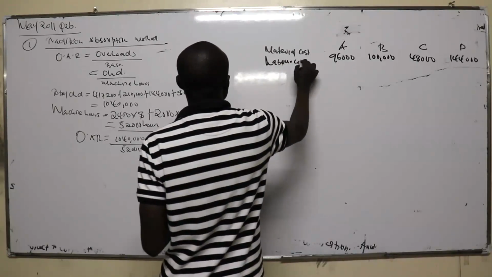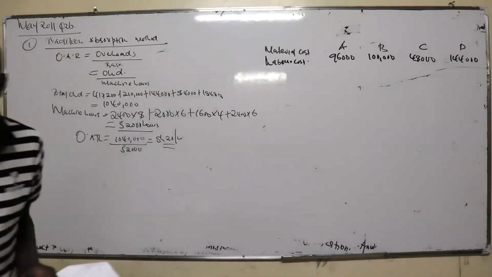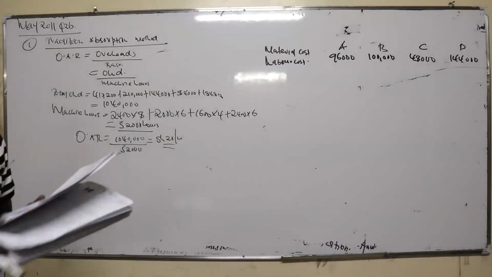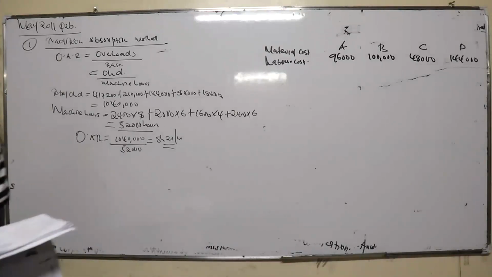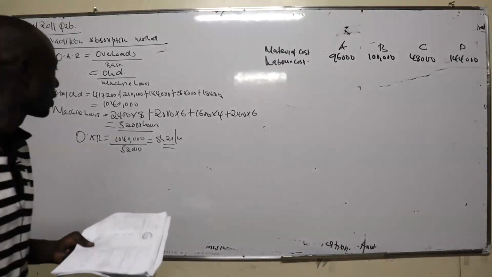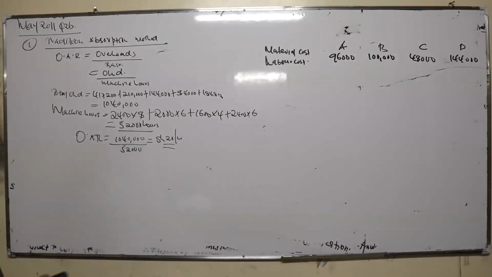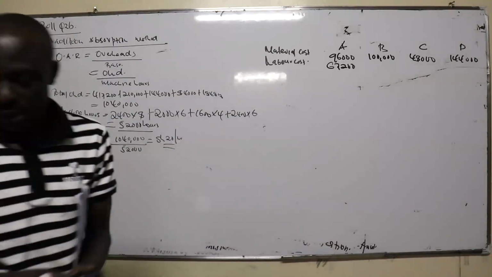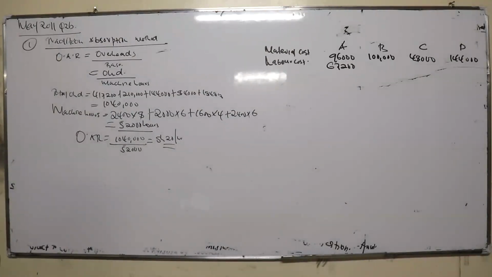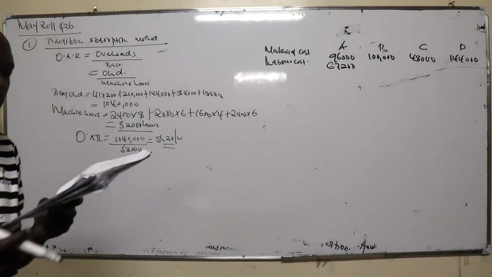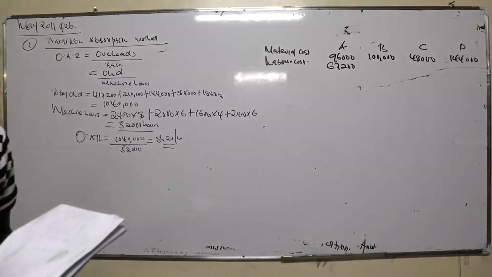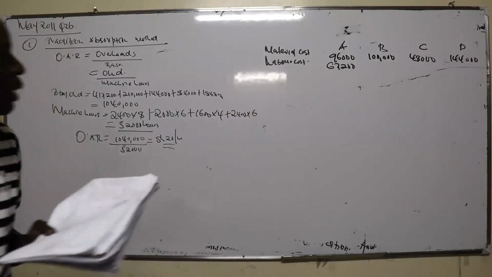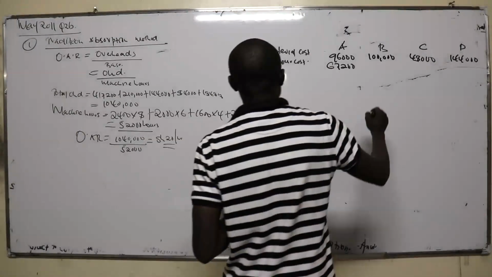Labor cost, product A per unit is 28 shillings per unit. So it's going to be 28 times 2,400. So this one is 67,200. And then the next one is 21 times 2,000. That one will give you 42,000. So this one will be equivalent to 42,000.